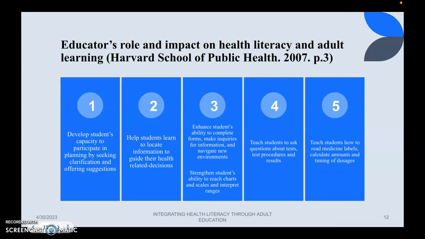The educator's role and impact on health literacy and adult learning. 1. Educators can help develop students' capacity to participate in planning by seeking clarification and offering suggestions. It helps students learn to locate information to guide their health-related decisions. 2. Enhances students' ability to complete forms and navigate new environments. Strengthens students' ability to read charts and scales and interpret ranges. 3. Teach students to ask questions about tests and test procedures and results. 4. It teaches students how to read medicine labels and calculate amounts, timing, and doses.